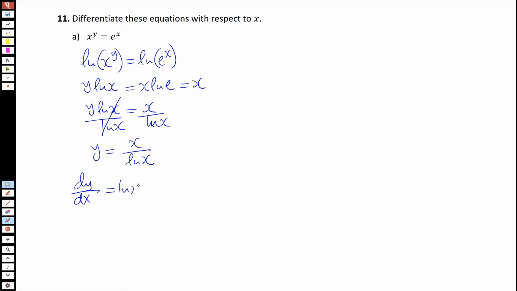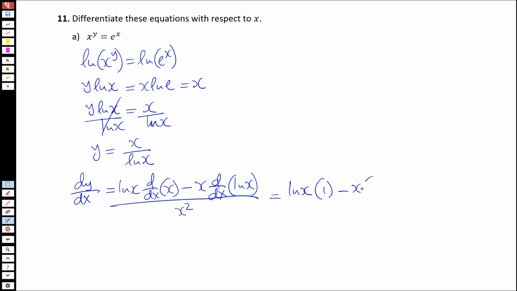So basically, to apply the quotient rule here, we have dy over dx equal to ln x multiplied by the derivative of x, minus x multiplied by the derivative of ln x, over x squared. And this will be equal to ln x multiplied by 1 minus x multiplied by 1 over x, all over x squared. So the resulting expression will be ln x minus 1 over x squared, and that will be the derivative of that function.